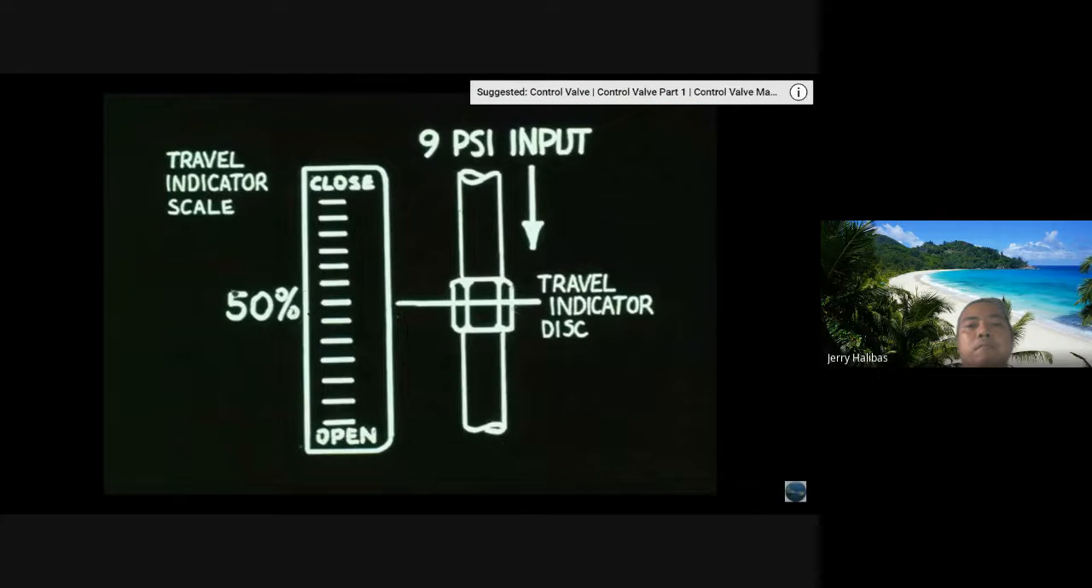Stroke the valve several times, stopping at some intermediate value, 9 psi for example. The valve should always indicate 50% travel with 9 psi input. If the valve doesn't repeat, it has hysteresis. This can be caused by tight packing.